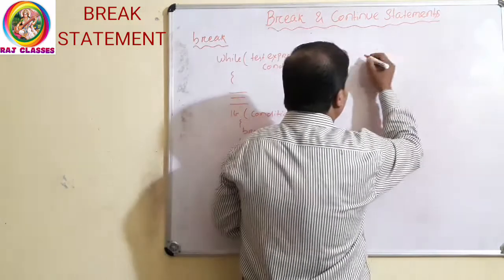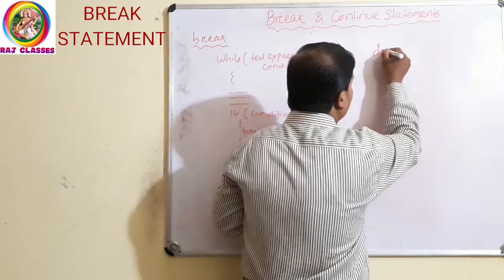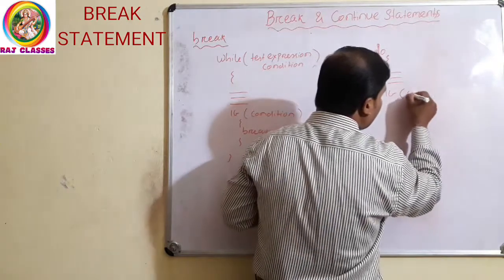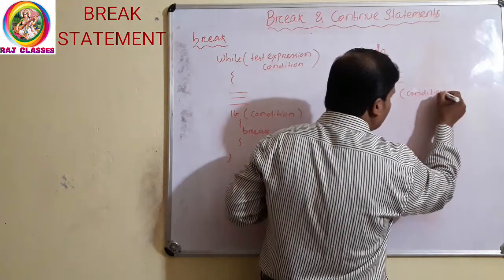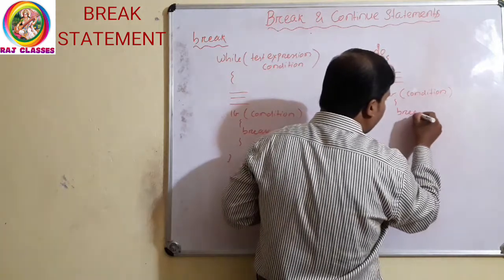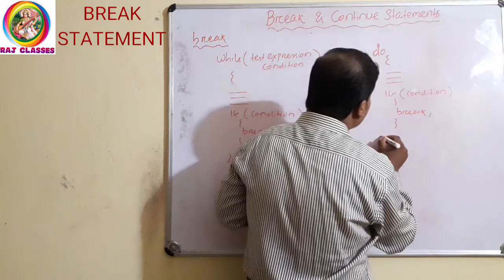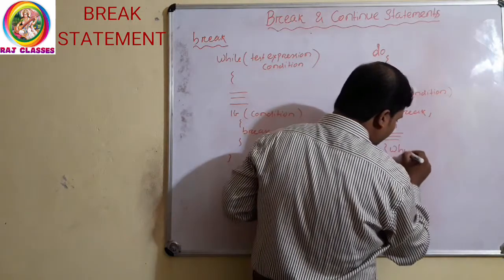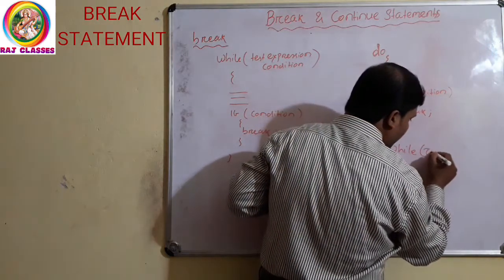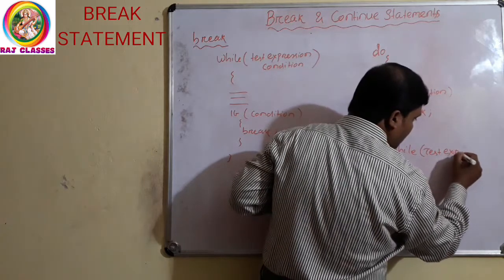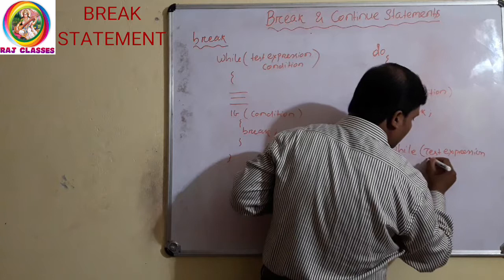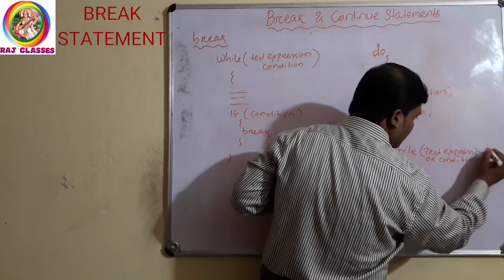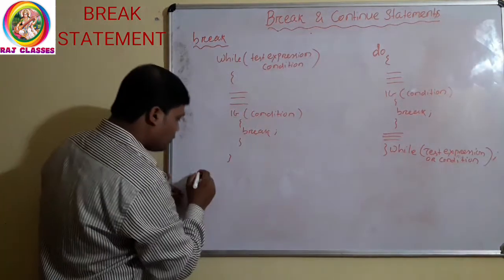Just see the syntax in case of do while. Suppose do, then some statements are there, then if condition, then I am writing the break statement, then suppose some statements are there, then this is the end of the do body, then while test expression or condition, then semicolon.